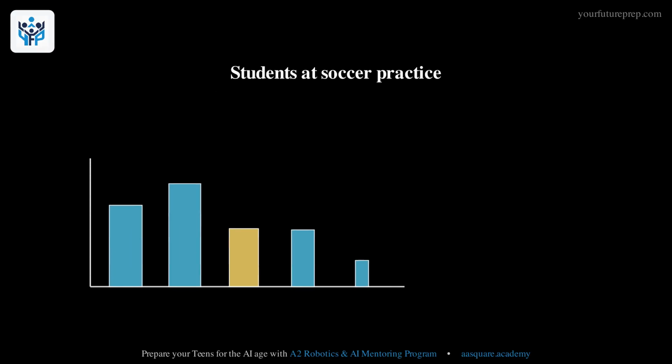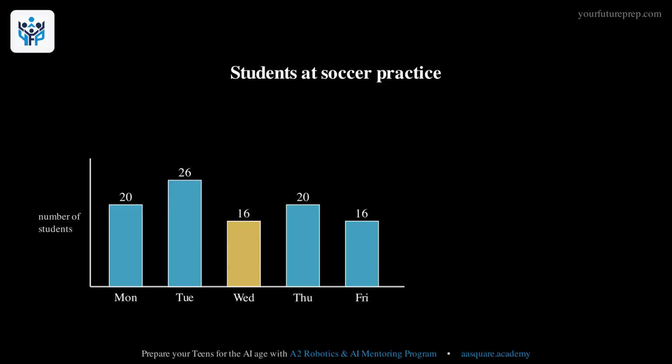Let's picture the data. Along the bottom are the 5 weekdays, and the height of each bar is the number of students at practice. 20 on Monday, 26 on Tuesday, 16 on Wednesday, 20 on Thursday, and 16 on Friday.